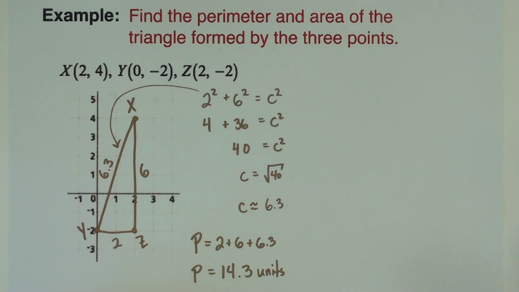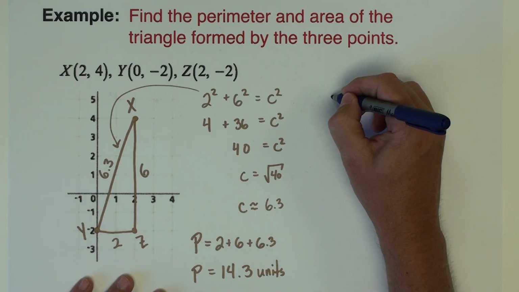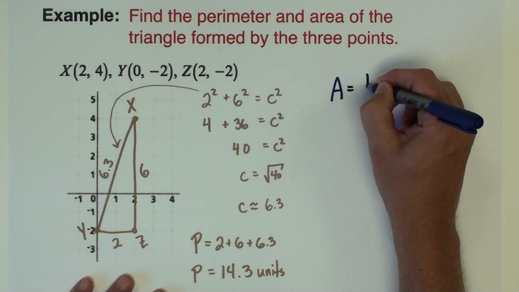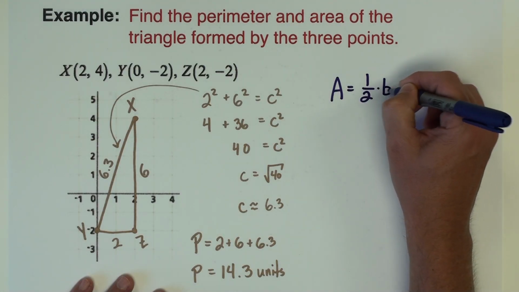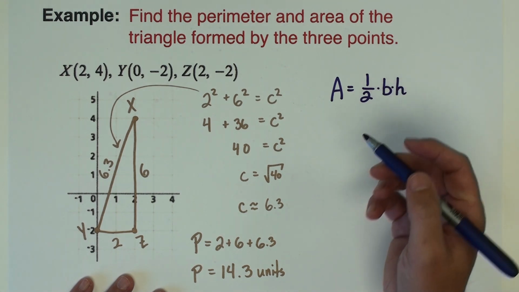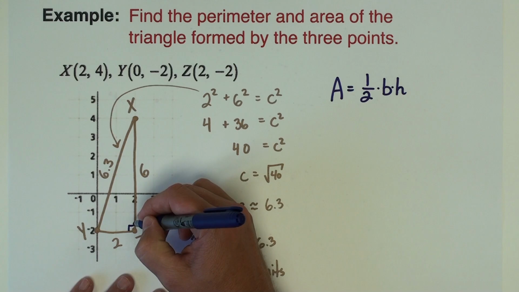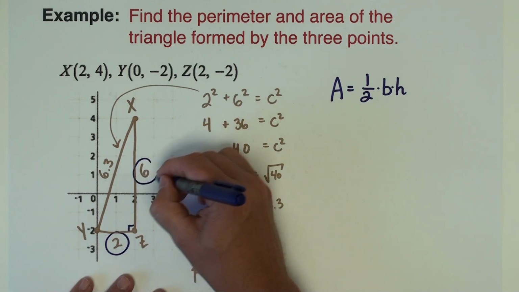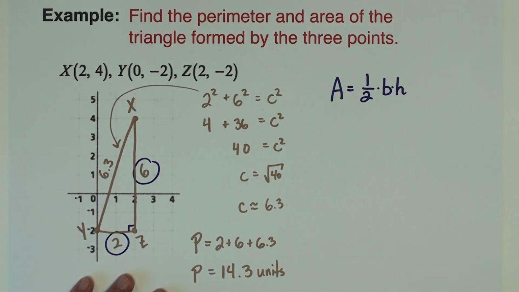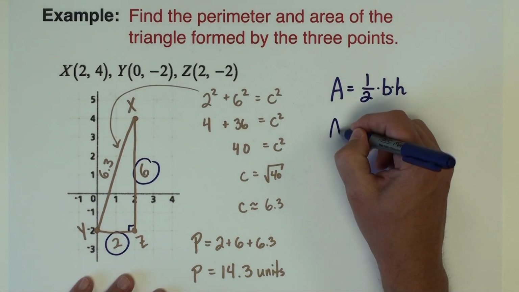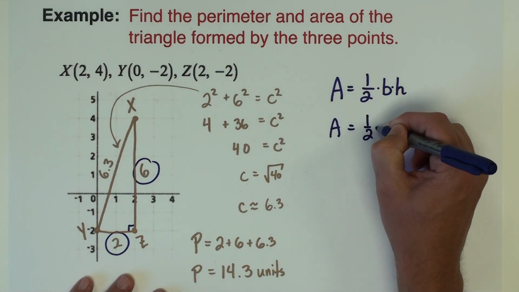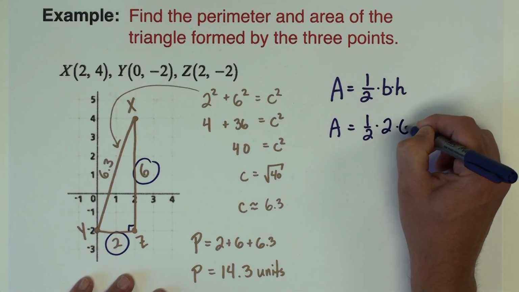Now for this particular triangle, area is going to be much easier to find, much less work. Area of a triangle is half times its base times its height. Now this triangle that we have is a right triangle. The base and the height are the measurements where the right angle meets. So in any order, half times 2 times 6.